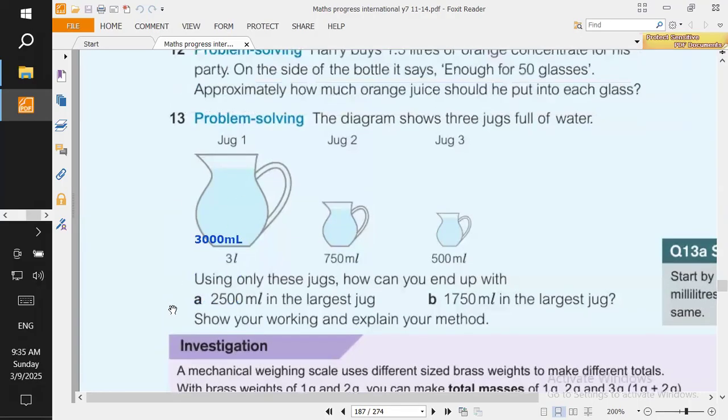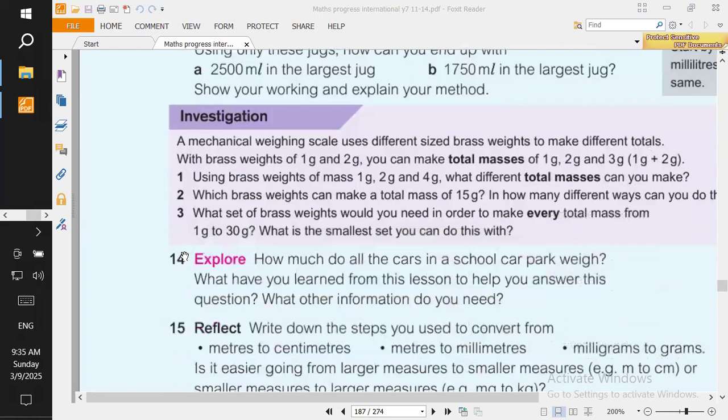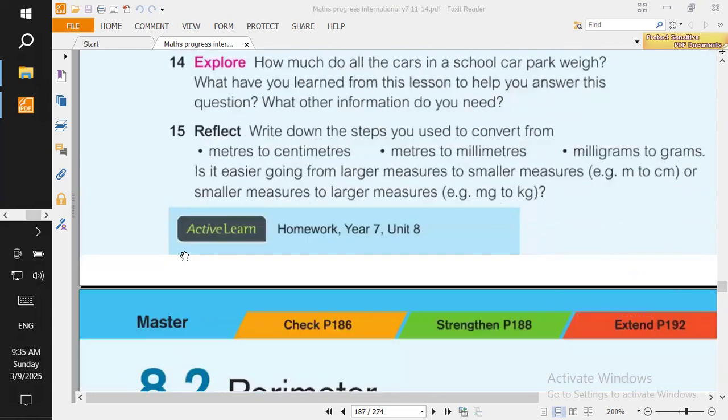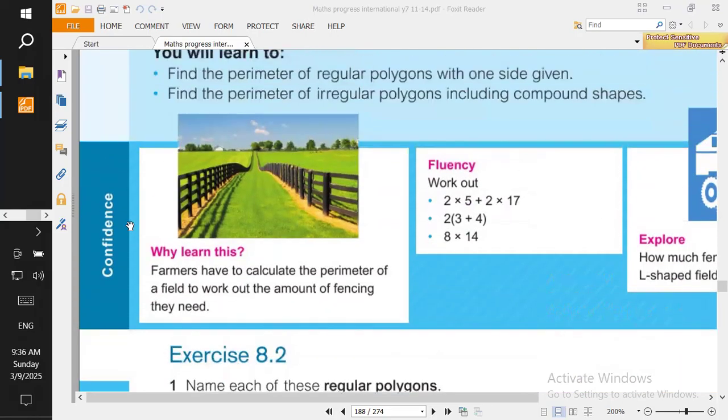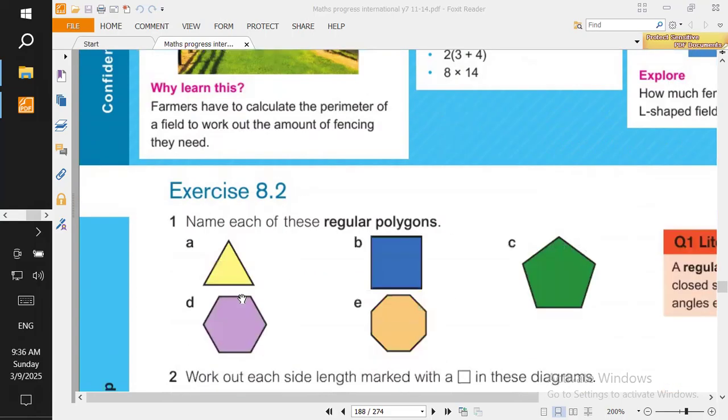Okay. So 2 of these, 1 of this inside this jug. Now, I don't think these questions are important for you in the exams, but you just have to understand the idea. When you work on something, you have to make them have the same units. Now, let's move on to the next one. Here we have 8.2 perimeters or perimeter. Perimeter means the outside of a shape or the outside of something.